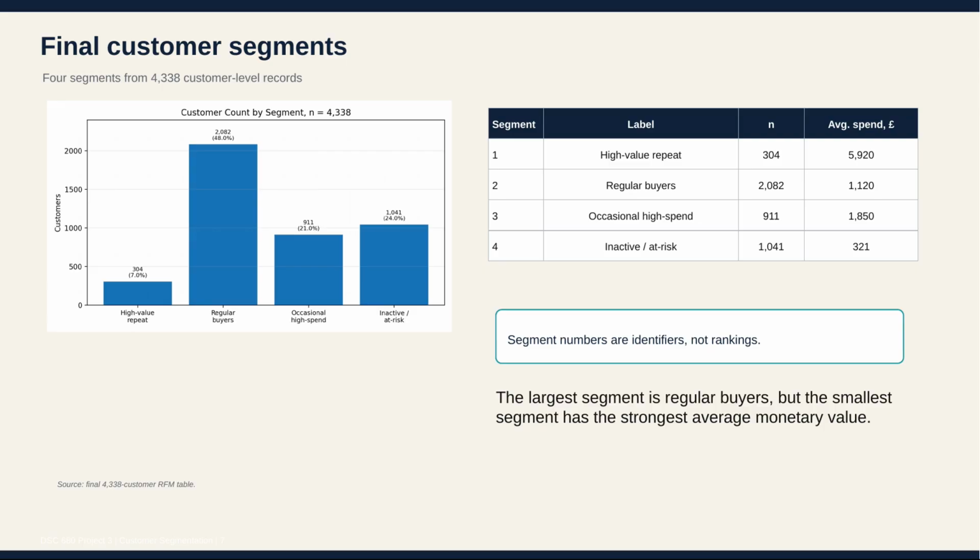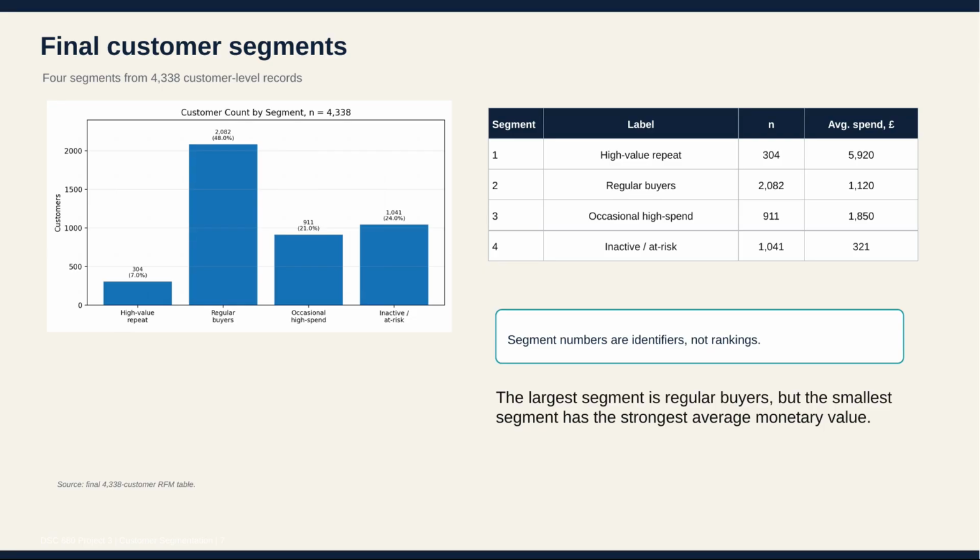The final model produces 4 customer segments from the 4,338 RFM records. The regular buyer segment is the largest group. That makes it important operationally because even small improvements in average order value or repeat purchase rate could matter. The high value repeat segment is much smaller, but it has the strongest customer value and should be protected carefully.